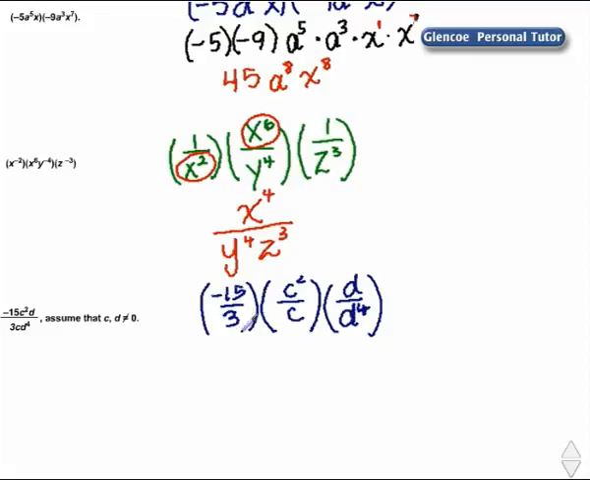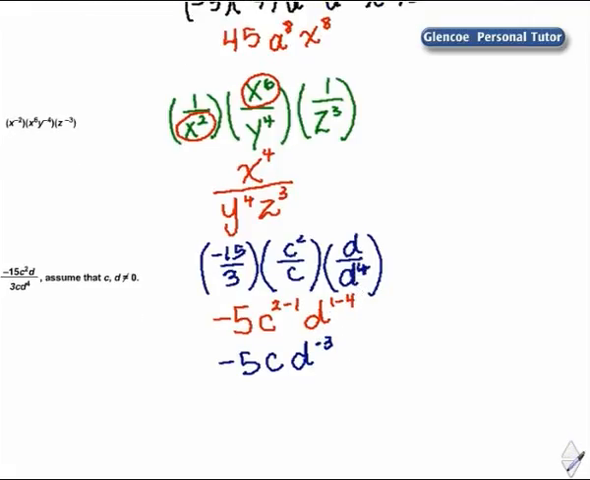Negative 15 divided by 3 is negative 5. C squared divided by c is the same as c to the 2 minus 1, and that will just become c in our next step. And d divided by d to the 4th, since the bases match and we're dividing, we'll subtract the exponents. Negative 5 times c to the 1st, 2 minus 1 is 1, times d to the negative 3rd, since 1 minus 4 is negative 3.